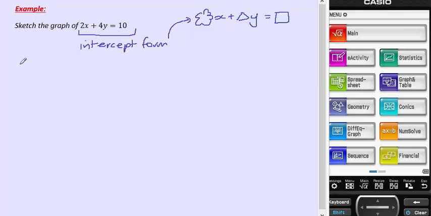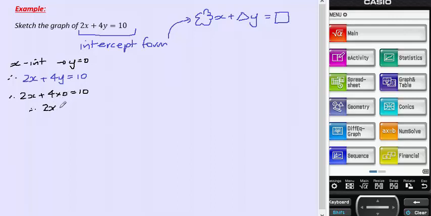So we'll start by finding the x-intercept, and always the x-intercept is where y equals 0. So therefore my equation, which is 2x plus 4y equals 10, if I made y equal 0, would become 2x plus 4 times 0 equals 10. Now 4 times 0 is 0, so therefore 2x equals 10, and therefore x equals 5.